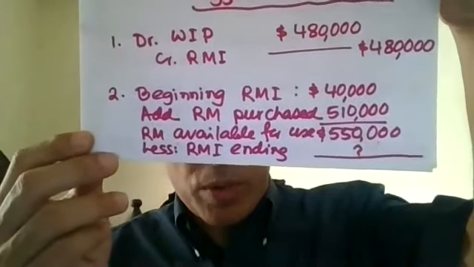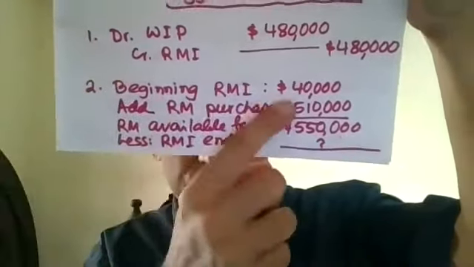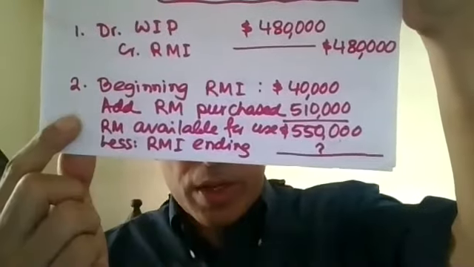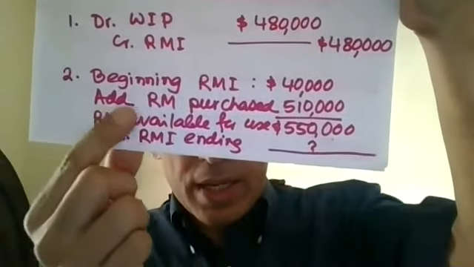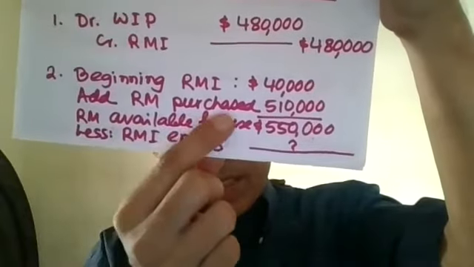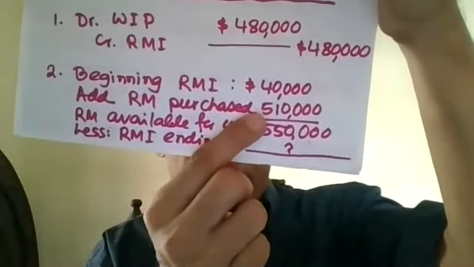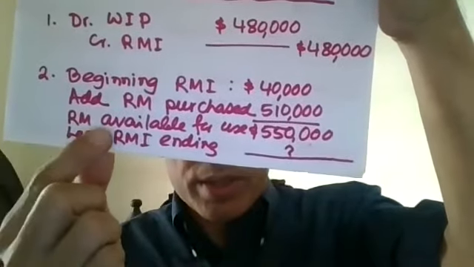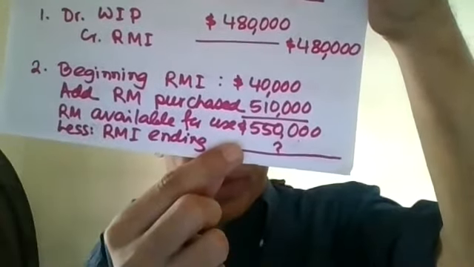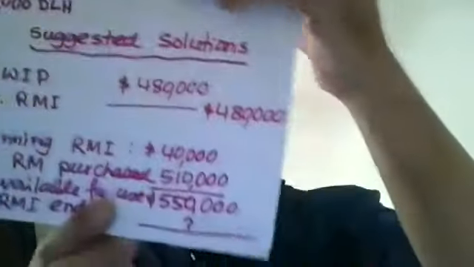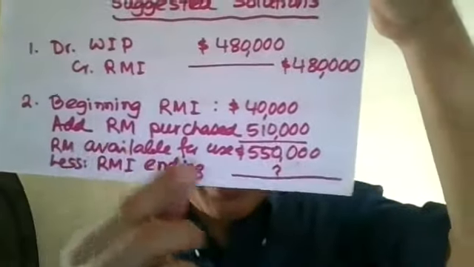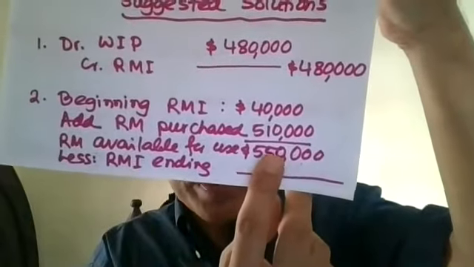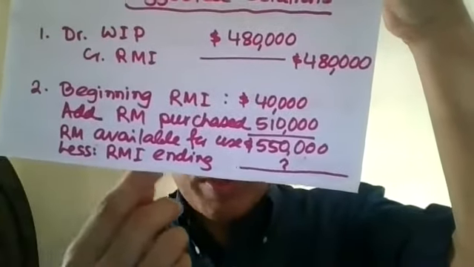We have to work backward. We have the beginning balance, beginning raw materials of $40,000. Add raw materials purchased, procured during the period, which is $510,000. That gives you raw materials available for use. You can see available for use is 550, less raw materials ending balance. Raw materials ending is what they asked us to calculate.